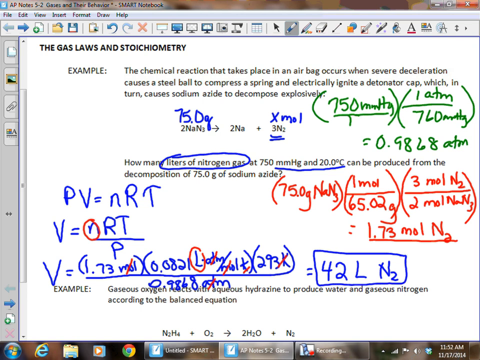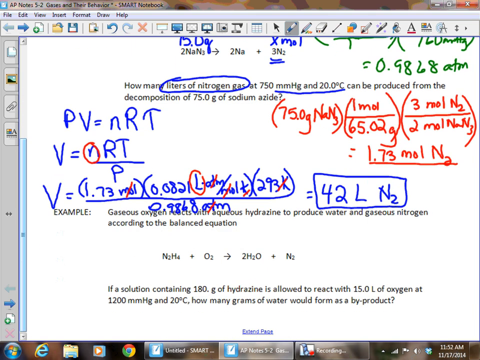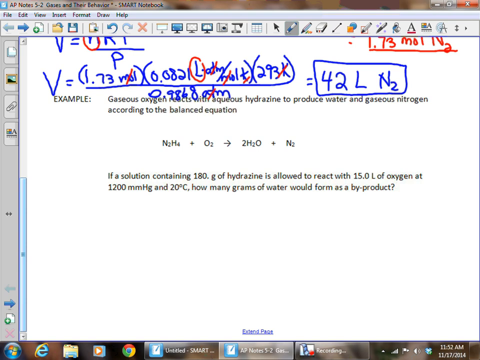So that's one way you could use this ideal gas equation in a stoichiometry problem. So let's go on with this next problem then and see how this one plays out.